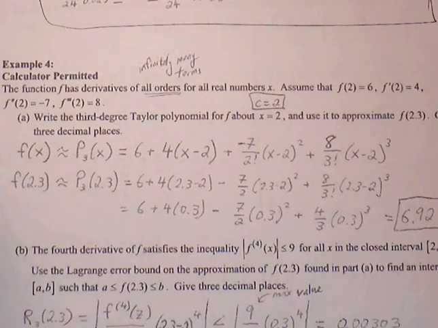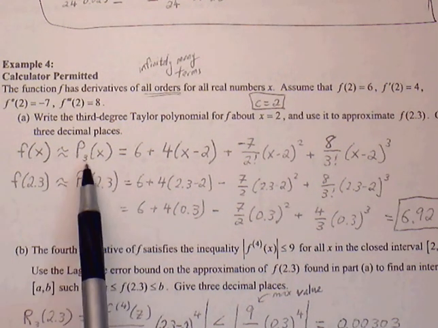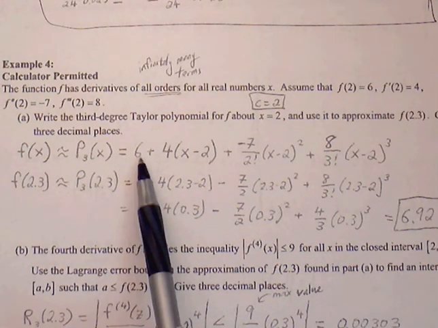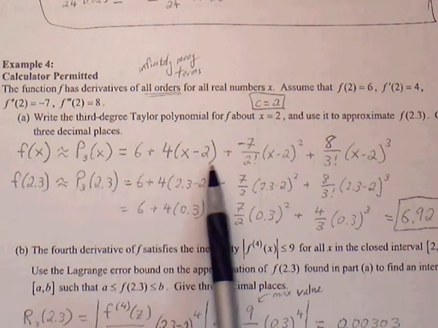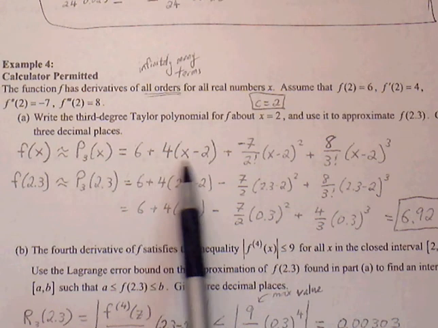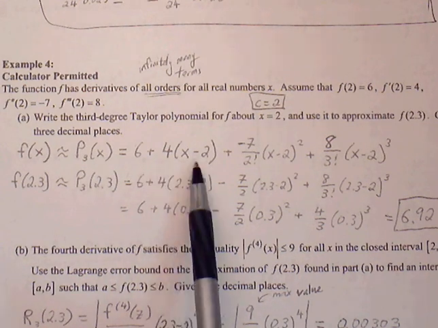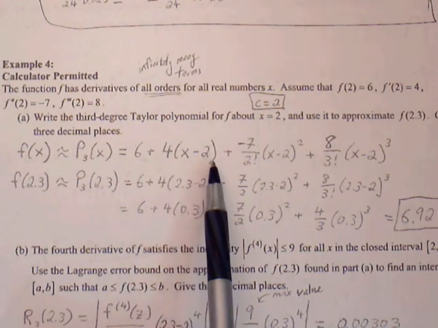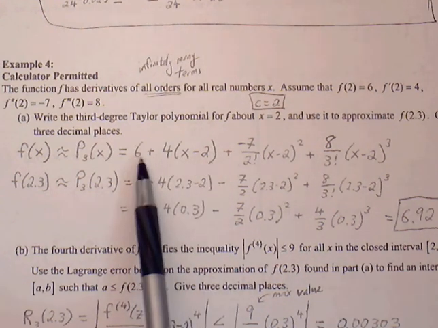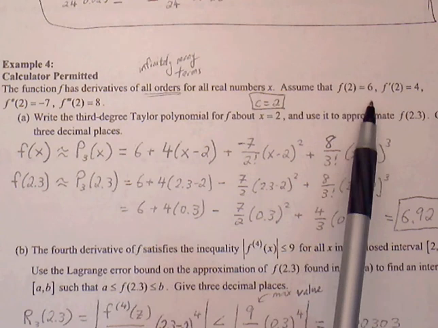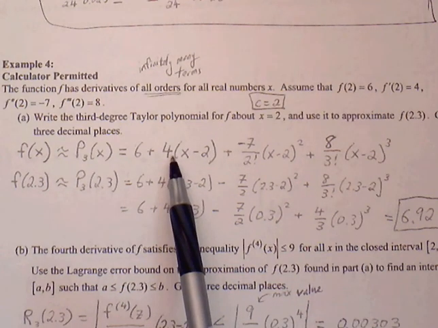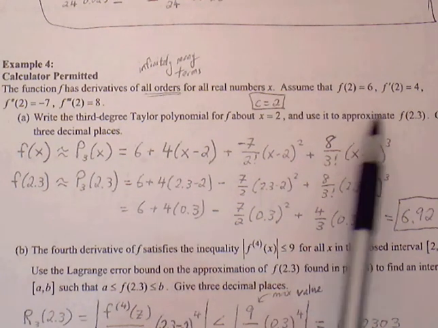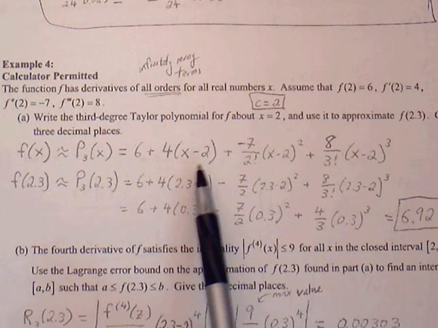So we can create our third degree Taylor polynomial. We know the first two terms are simply going to come from our tangent line, which is just y equals y sub 1 plus m times x minus x sub 1. So our y-intercept is going to be 6. Our slope, or our first derivative value at 2, is 4. And then x minus 2.